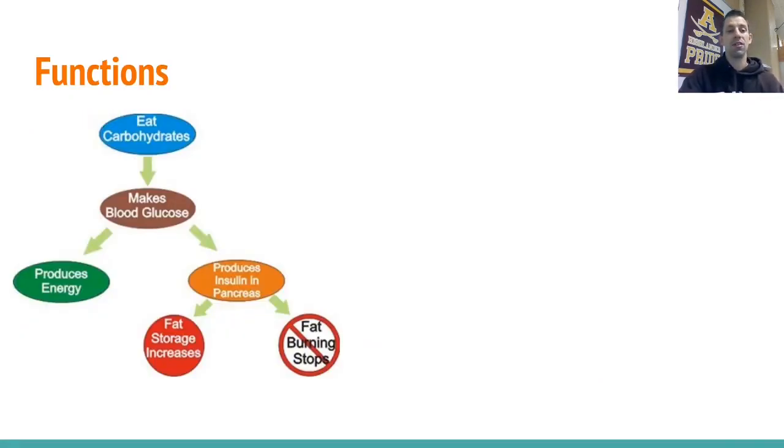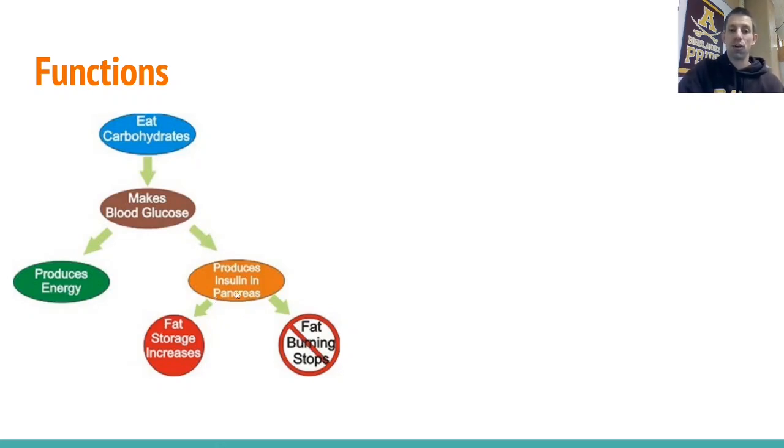So if we go on to look at some of the functions, take a look at this flow chart here. In this flow chart, what it's saying is that when you eat carbohydrates, when you eat a meal that's high in carbs, you're going to get those carbohydrates into your bloodstream. Digestion will take place, and you're going to break apart those carbohydrates, specifically into glucose, and then put it into the bloodstream so it can be carried all over the body. Some of that glucose will be brought into cells and be used to make energy through the process of cellular respiration, which makes ATP.